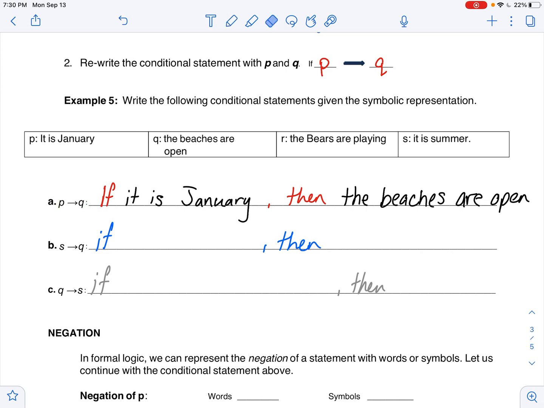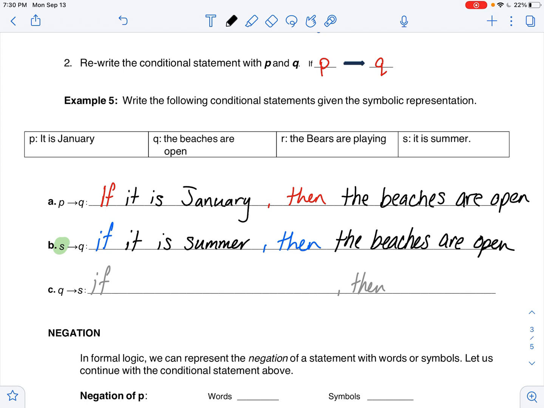Letter B, I've got my hypothesis of S. If it is summer, then my conclusion Q, the beaches are open. Again, this seems a little bit more logical than the first one, but both are good examples of conditional statements.